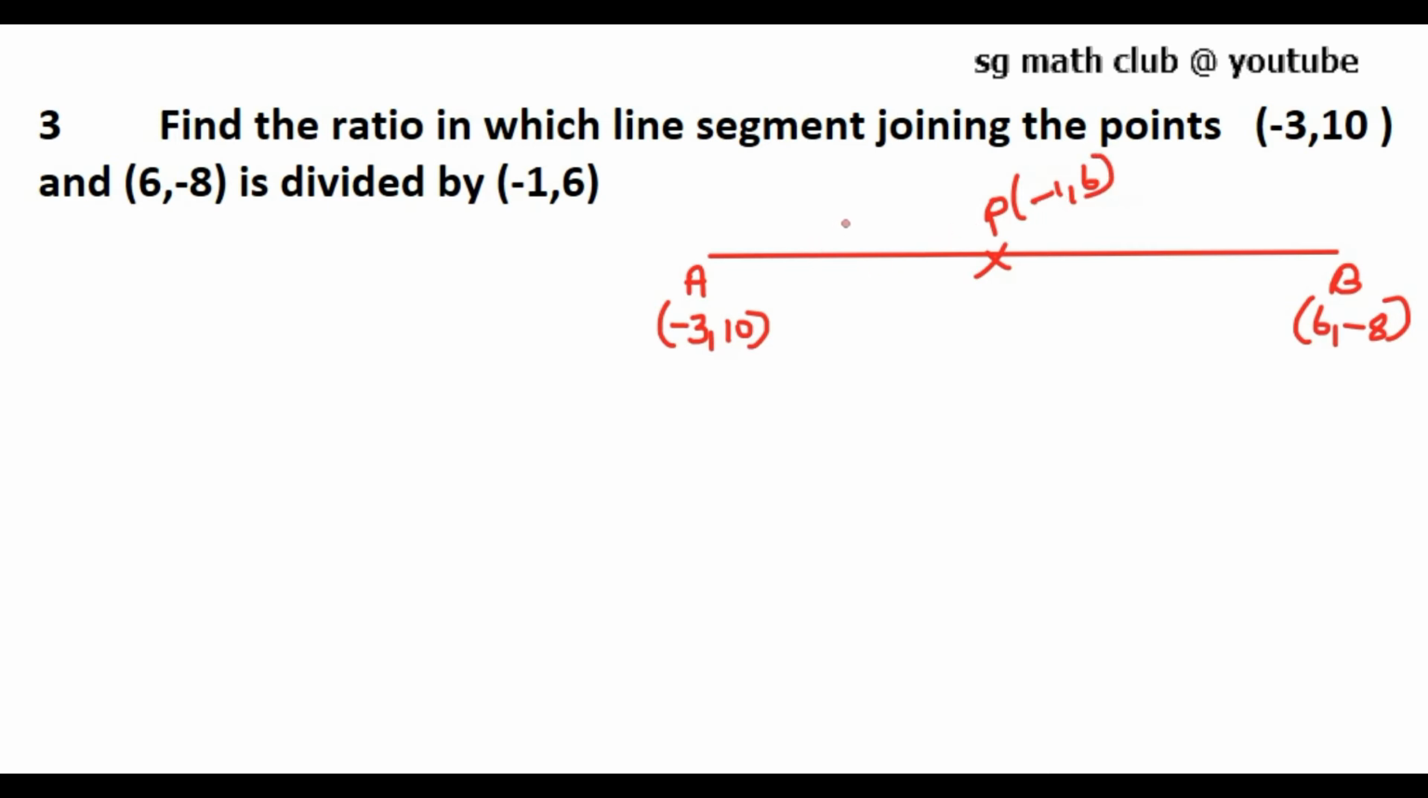Last time they have given the ratio 1:2, and we needed to find the coordinates of P. This time they have given the coordinates of P, and we need to find out the ratio. So we will take the ratio as k:1. You can take the ratio as k:1.